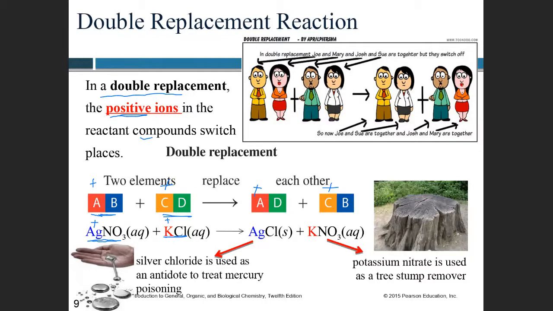The A and C switch between each other. You can make it like an arrow like that, they switch. So that will give AD plus BC. So the product will be silver chloride plus potassium nitrate.